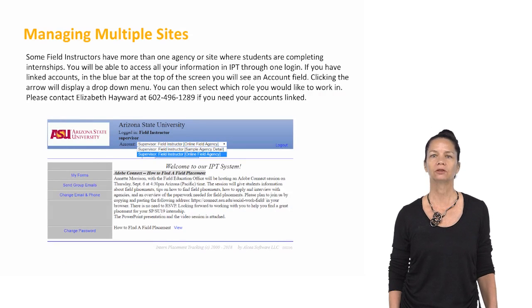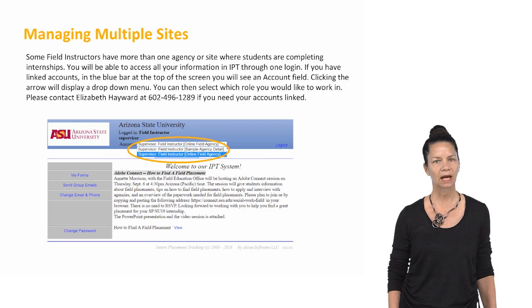If you are a field instructor for more than one agency or have students at multiple sites for one agency, you will have separate IPT accounts for each location. These accounts can all be linked, allowing access from a single login. You will be able to obtain information and complete forms by using the drop-down in Account, Supervisor, Field Instructor to select which account you want to work in. Please let me know if you have any accounts that need to be linked or you can't access an account.